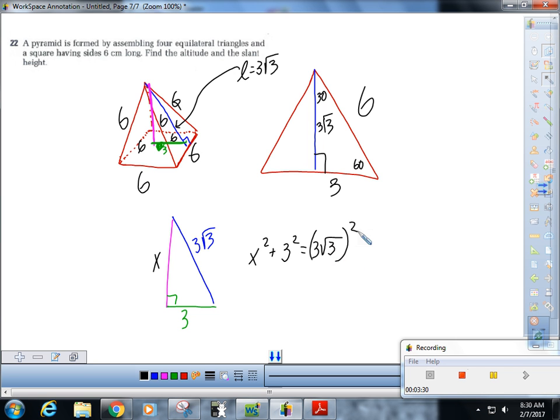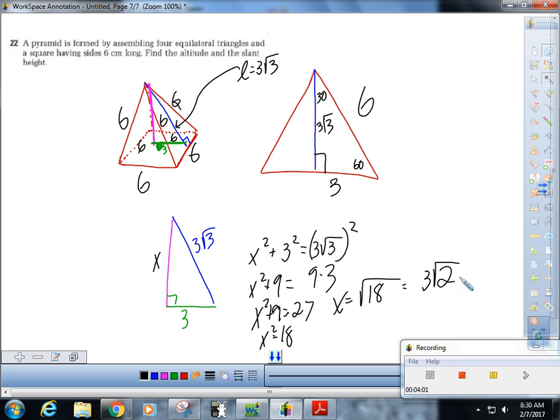3 radical 3 squared is something that kids have been getting wrong since I started teaching. Okay? So that's x squared plus 9 equals 9 times 3. That's what 3 radical 3 squared is. So, which is 27. I'll just rewrite it. Okay? So x squared plus 9 is 27. X squared is 18. So x is the square root of 18, which is 9 times 2. So the answer is x equals 3 radical 2.